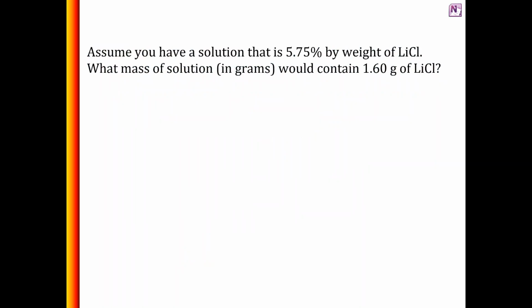Okay, so here's a problem for you to try. Sorry about the clanging. So it says assume you have a solution that is 5.75% by weight of lithium chloride, and it wants to know what mass of solution in grams will contain 1.6 grams of lithium chloride. Okay, so give this a try, see what answer you come up with, and then restart the video, and we will go over it together. So I'll give you a couple seconds to pause.